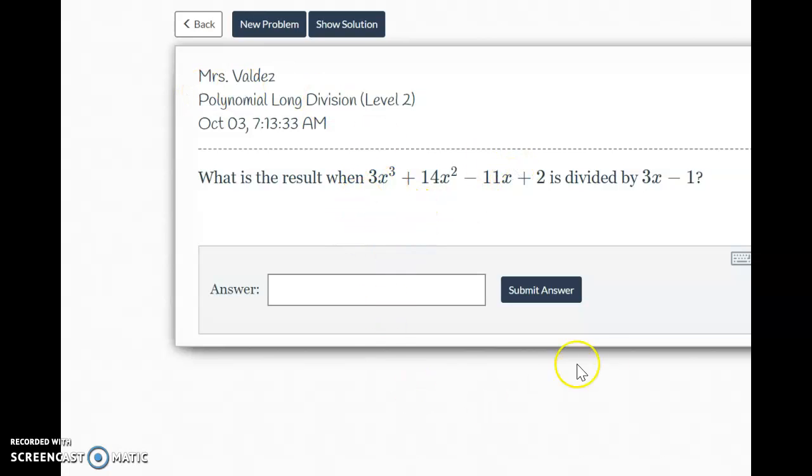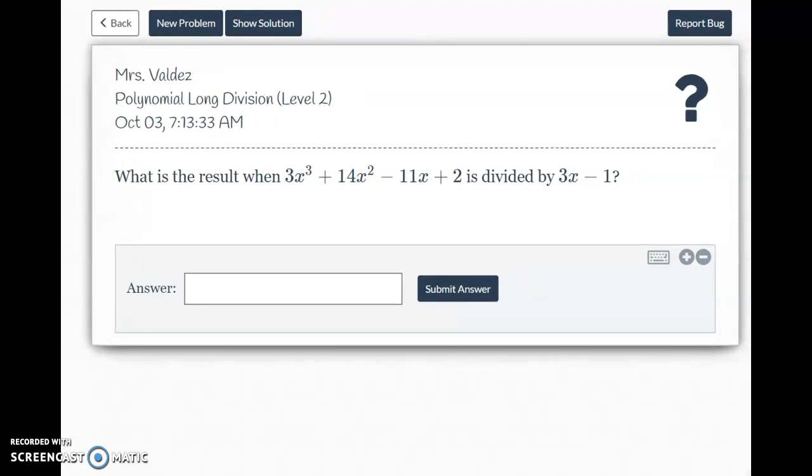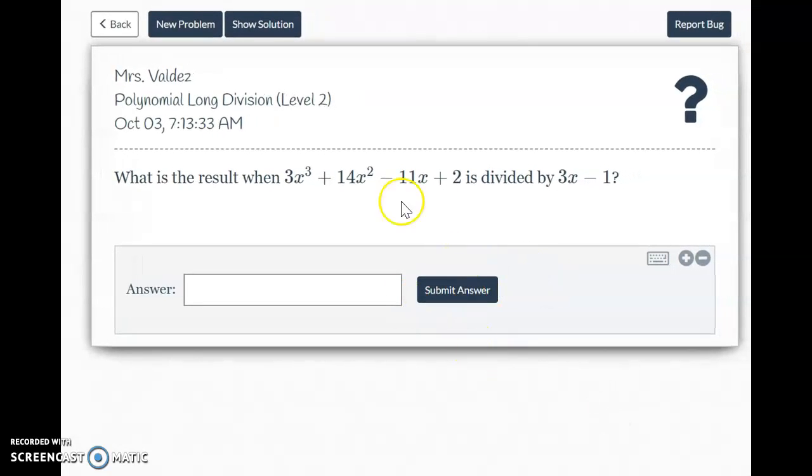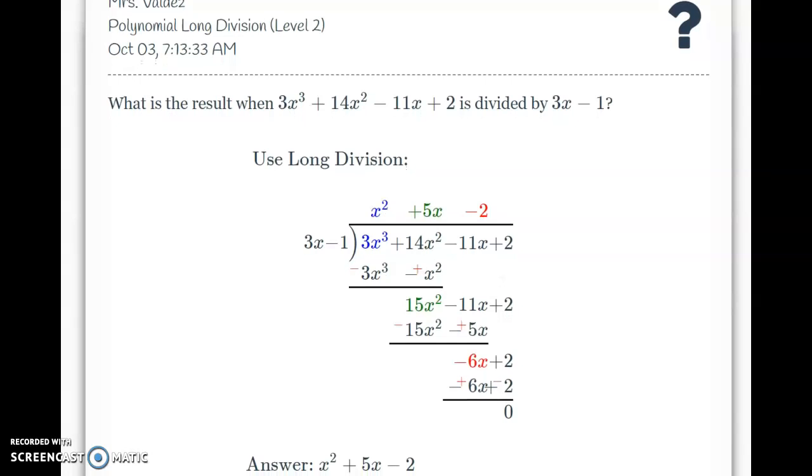So for our first section here, we have polynomial long division, and it says, what is the result when 3x cubed plus 14x squared minus 11x plus 2 is divided by 3x minus 1? And so I'm going to show solution because this is a resource that you guys have available to you that I don't think you're all using.